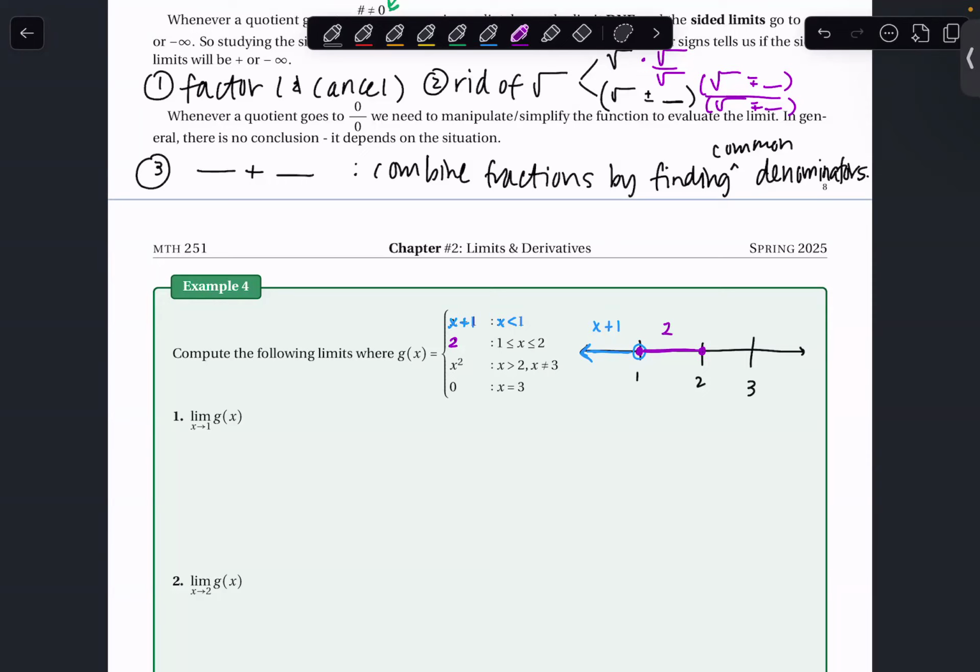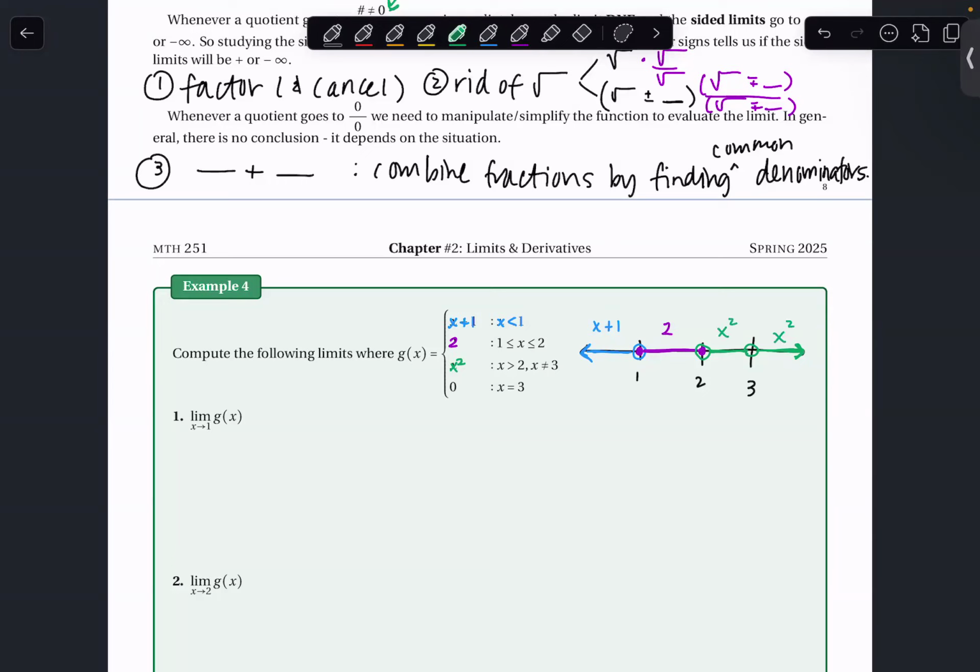Okay, in green, let's do the next one. My x squared function. I want to use this function when x is bigger than 2, except at 3. So every number bigger than 2, except the number 3. So not including 2, to the right of 2, not including 3, and then continue in the right direction. This is what we mean by x greater than 2, not equal to 3. I could have also written this as between 2 and 3, and then bigger than 3 as well, if I wanted to write it as a union of intervals instead. For the green, we're using this x squared.